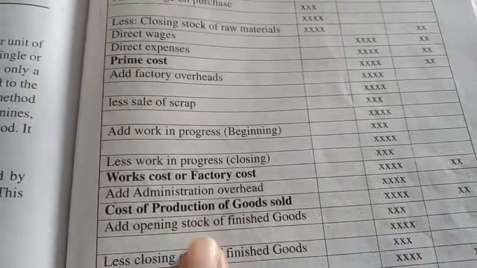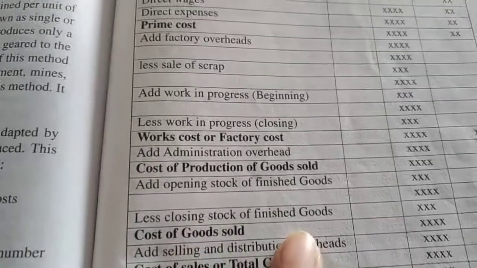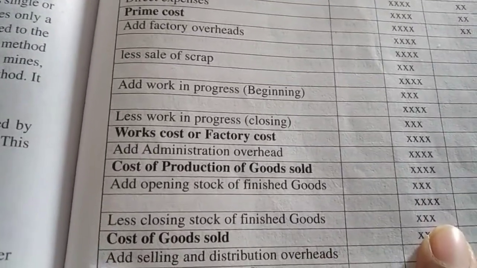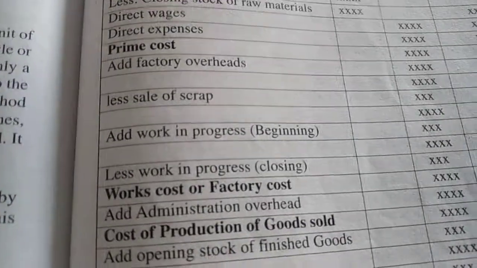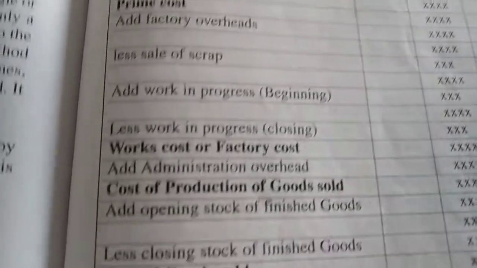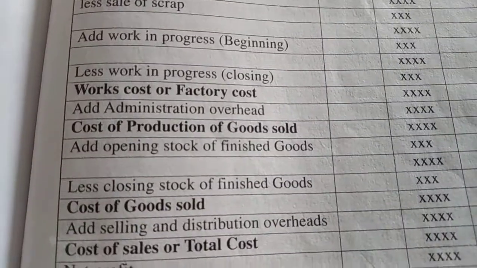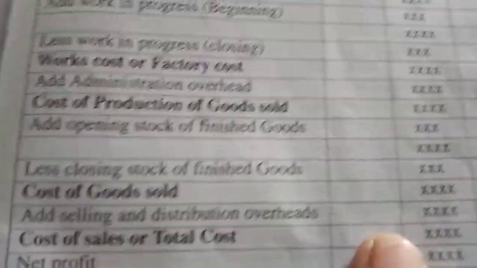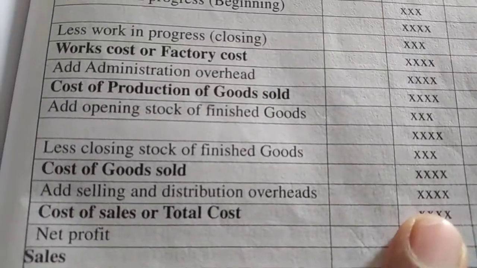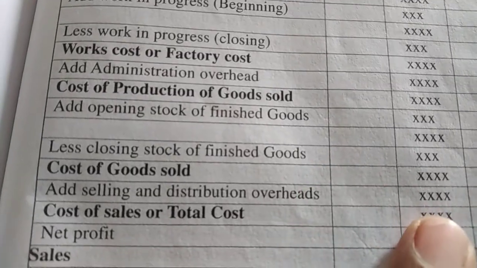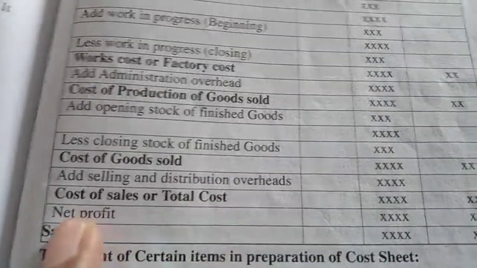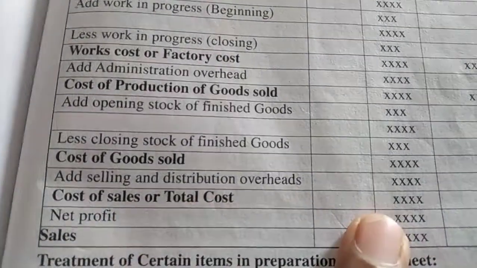If in the question opening stock of finished goods and closing stock of finished goods are given, opening stock of finished goods should be added and closing stock of finished goods should be deducted. Then you will get the cost of goods sold. Again, to that we have to add selling and distribution overheads, nothing but any selling expenses. After doing all these additions, you will finally get the cost of sales or total cost.